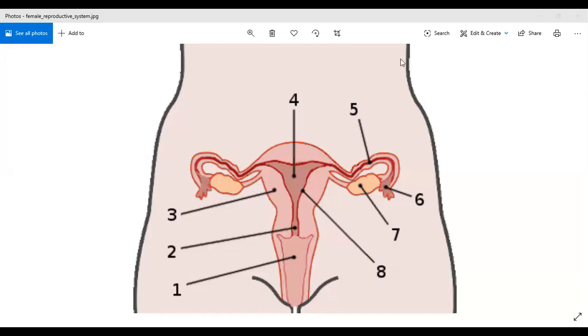Hello. Yes, miss. Okay, let's just start then. Let's start off with number 5. What do you think that is? Miss, is it the fallopian tube? Yes, it's the fallopian tube.